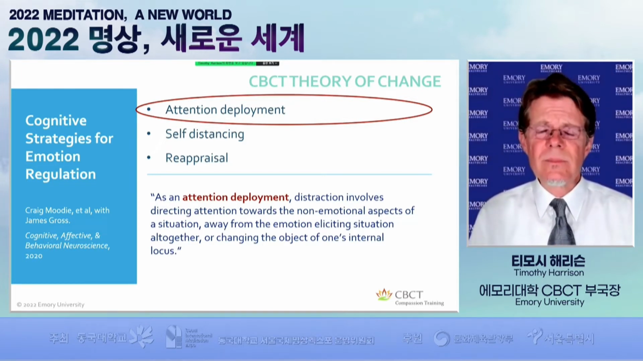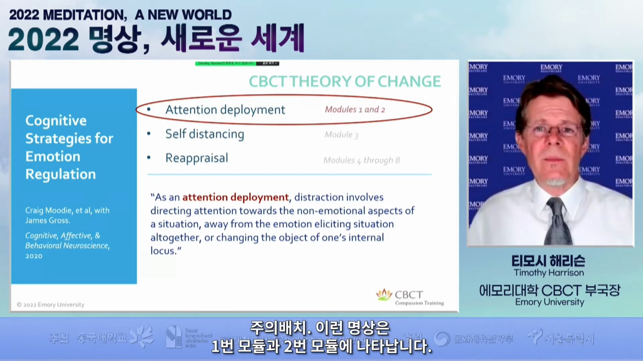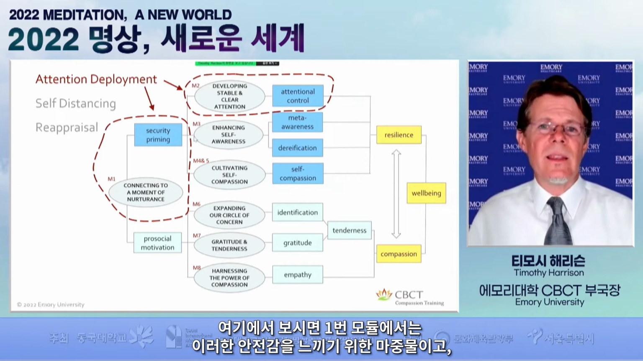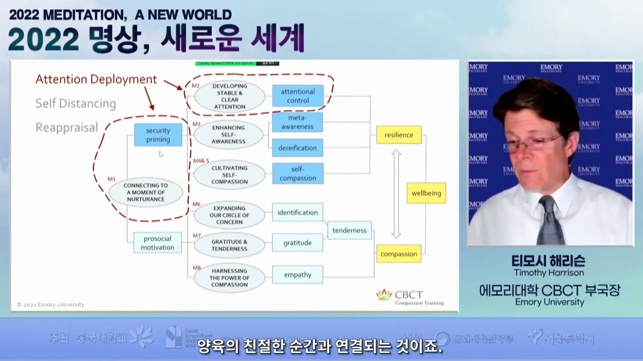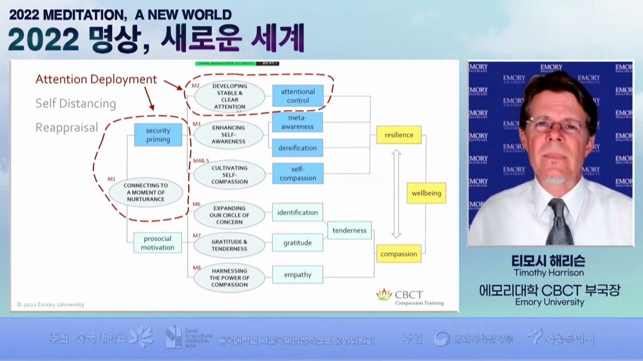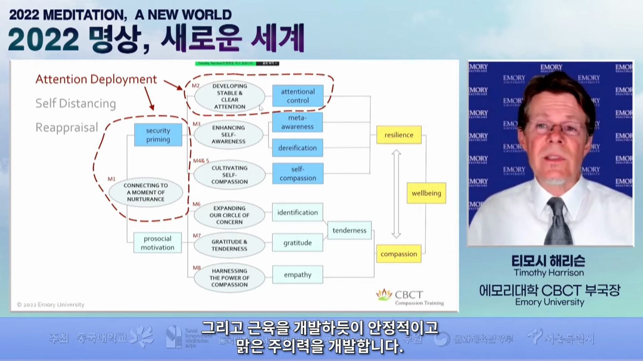meditation. And what we find is in CBCT, that type of meditation shows up in modules 1 and 2 of the 8 modules. It's early in the program. And here you see it in module 1, connecting to a moment of nurturance, which hopefully we will practice here together in 10 or 15 minutes. And in module 2, which is actually called Developing Stable and Clear Attention, the outcome is attentional control.